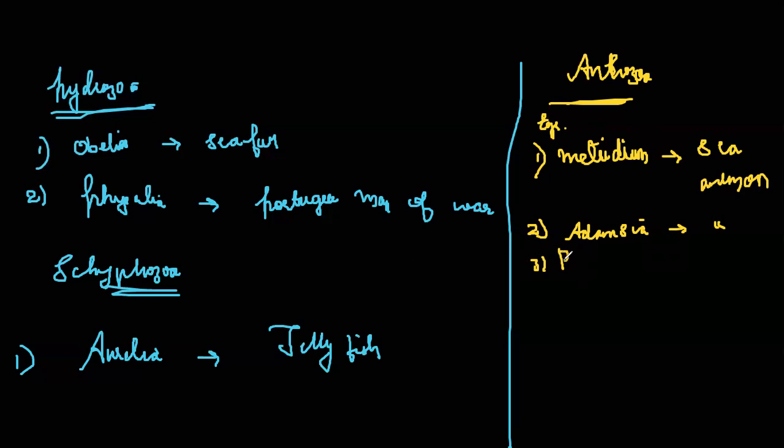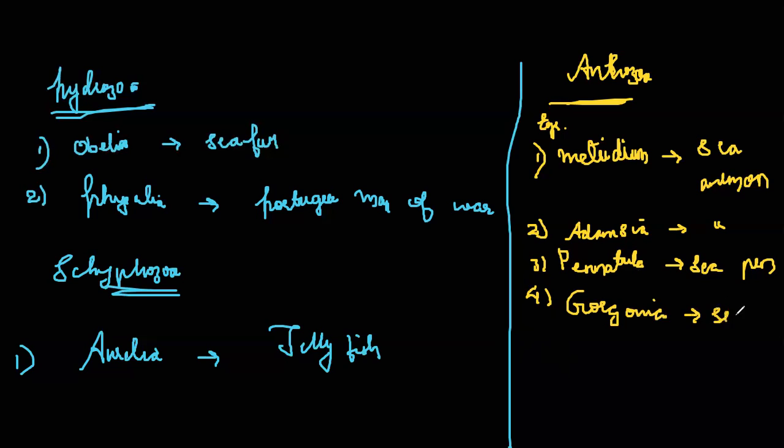Third, Pennatula. It is known as the sea pen, P-E-N. Fourth one, Gorgonia. It is known as the sea fan.